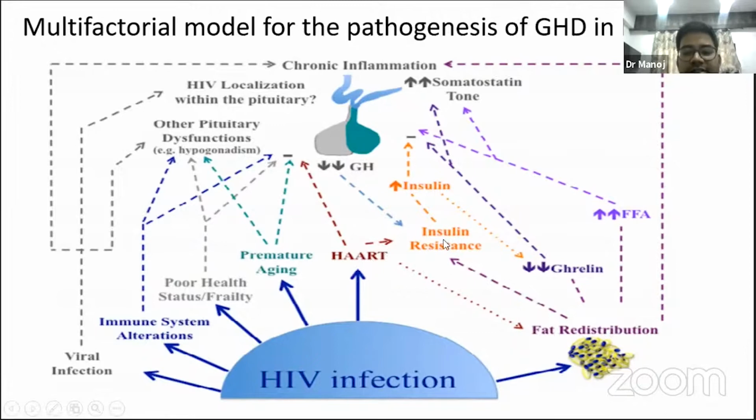It leads to insulin resistance. The insulin resistance leads to hyperinsulinemia. It leads to reduced ghrelin secretion and increased free fatty acids. All these lead to increased somatostatin tone and reduced GH secretion.